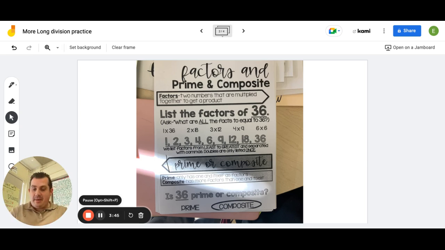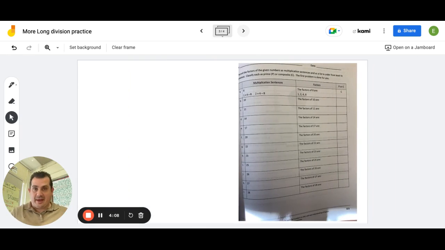All right, so we have prime and we have composite. As it says right here, prime only has 2 factors, 1 and itself. Okay, that's it. Composite has more factors than 1 and itself. Right? We're going to go through some examples right now where we will talk a little bit more about that.